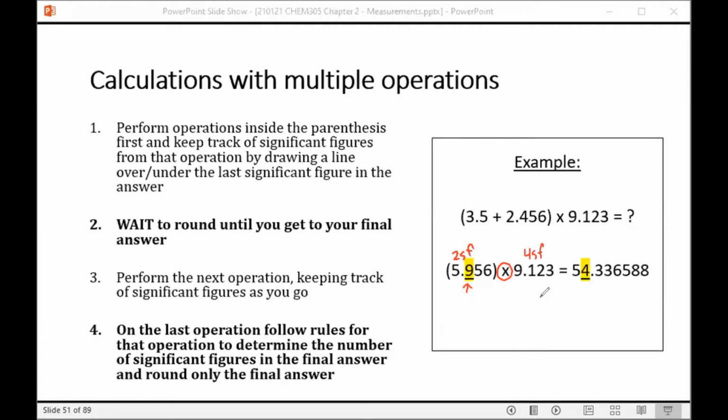So after we do this multiplication step, the rules for multiplication and division say that your final answer is rounded to the number of sig figs as whatever number had the fewest sig figs. So our number with the fewest sig figs was this 5.956 with 2. So our final answer is rounded to 2 sig figs. If we weren't done yet, if there was another step in the calculation, we just keep tabs on our last sig fig. We'd underline or highlight or put a star over the 4, but we'd wait to round the answer until we got to the very end.